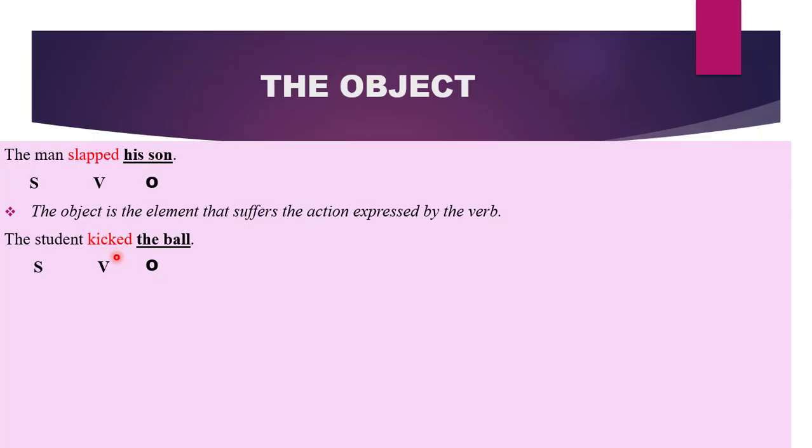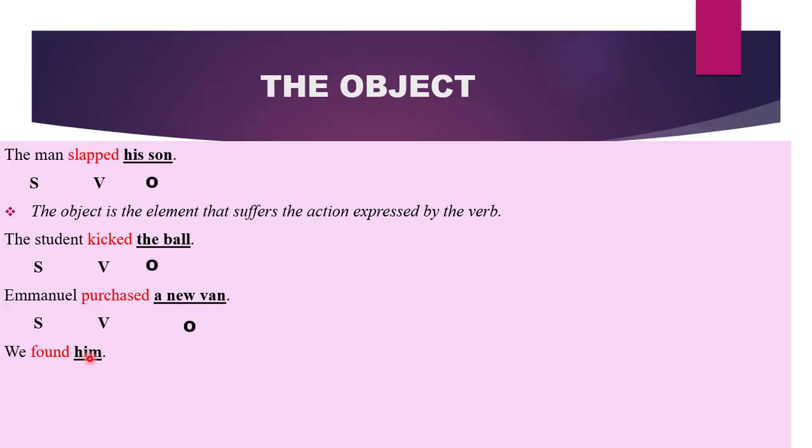Let us have another example. Emmanuel purchased a new van. Emmanuel is our subject. Purchased is our verb. This is an action word. What was purchased? If you find out what was purchased, then that becomes your object. So in this sentence, what was purchased? It was a new van. Therefore, a new van becomes the object.